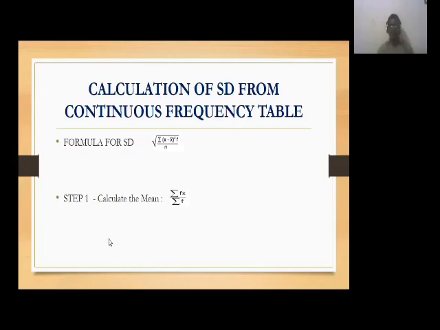So step 1, first we have to calculate the mean of the series. For a continuous frequency table, the mean formula is sigma fx by sigma f, whereas for a discrete frequency table the mean formula is sigma x by n.